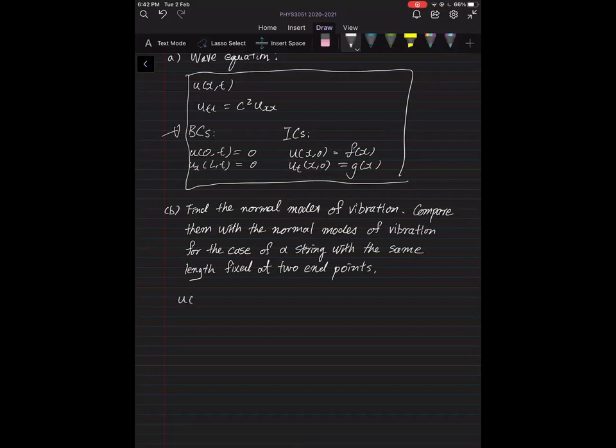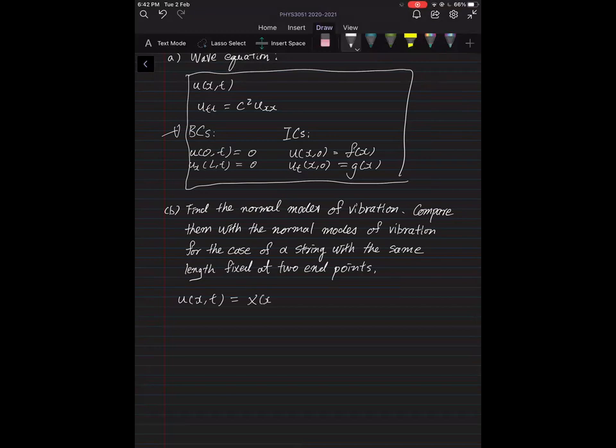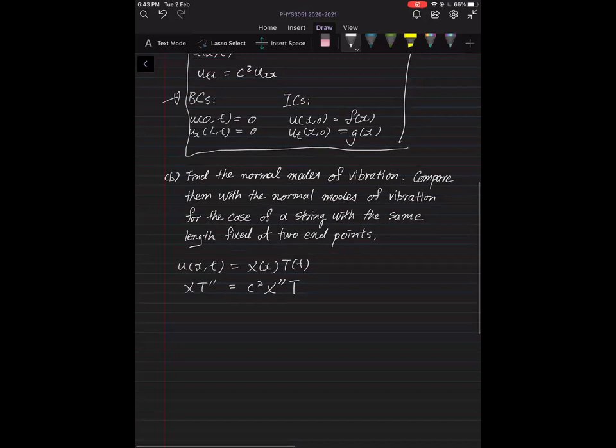The first thing we want to do is to use separation of variables to write the solution as a product of a function of x and a function of t, and then we substitute the solution into the differential equation. Then we have X T'' equals c squared X'' T, and then we can rearrange the terms.